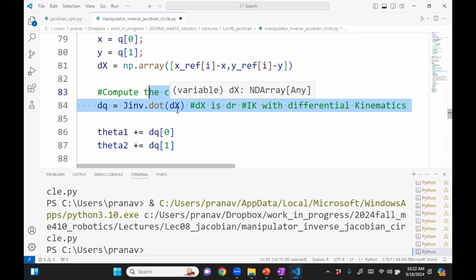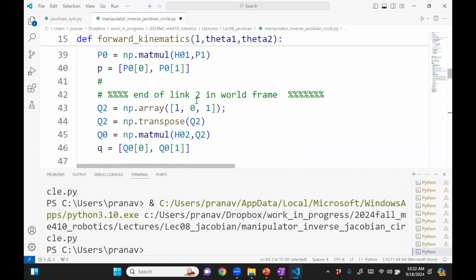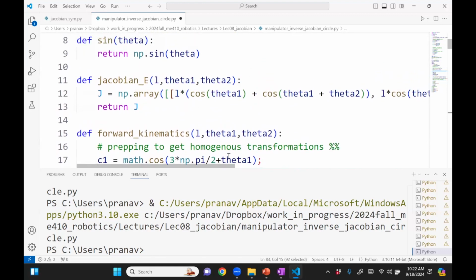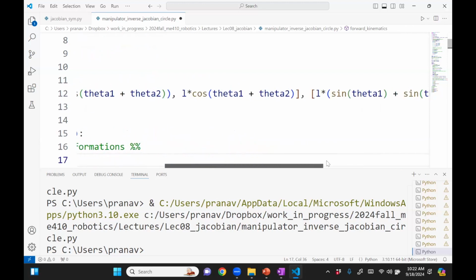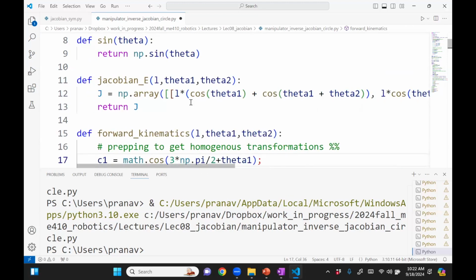In fact, if you try to start doing this computation when theta 2 is equal to 0, this will fail. So if you go back here and look at this Jacobian and try to compute its inverse, when theta 2 is equal to 0, you'll see that it actually comes out to be not defined. Okay, so this should be beware of. Avoid singular configurations.